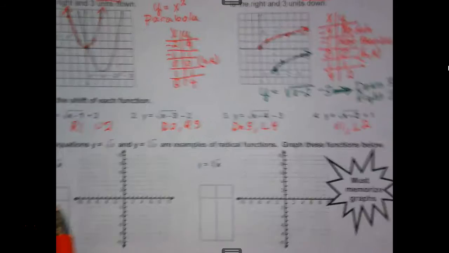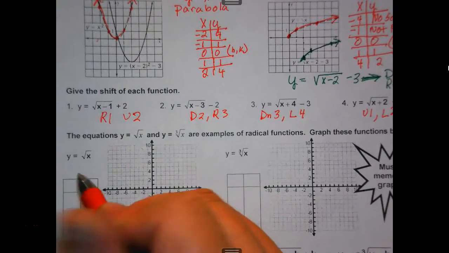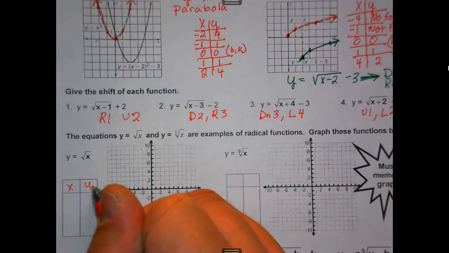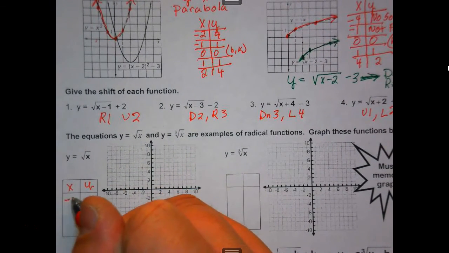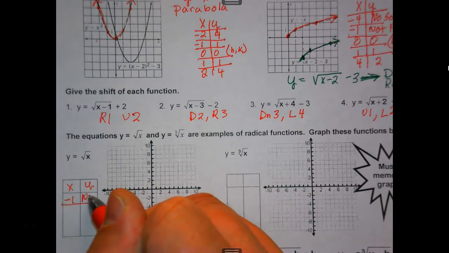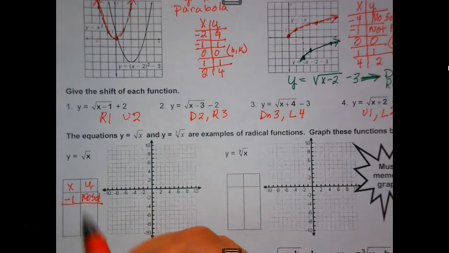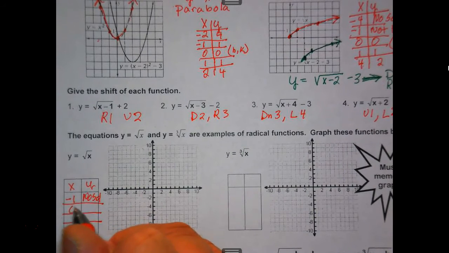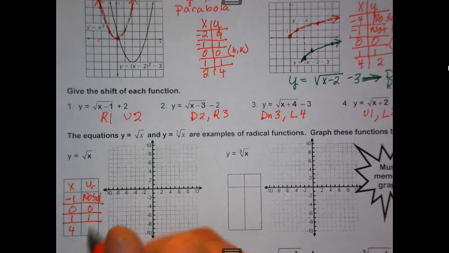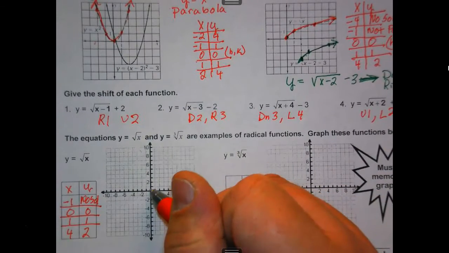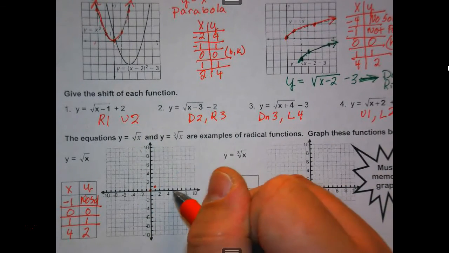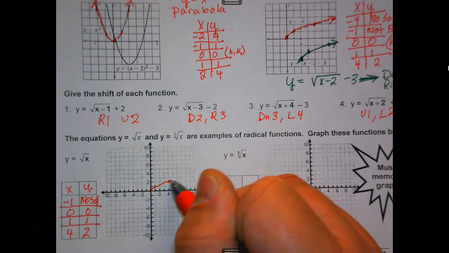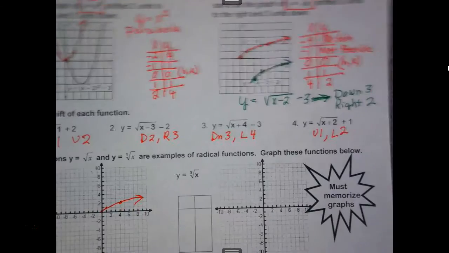We did the parent function of square root of x. We could not get any negative numbers because we cannot take the square root of a negative number. Just copying it from the one we did up here.